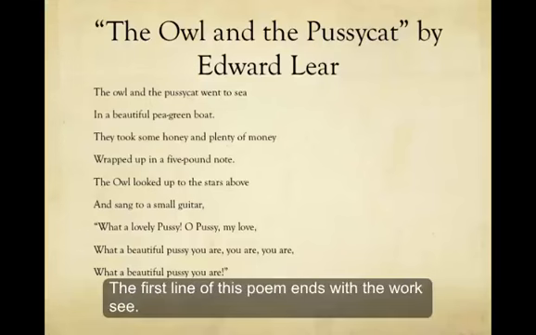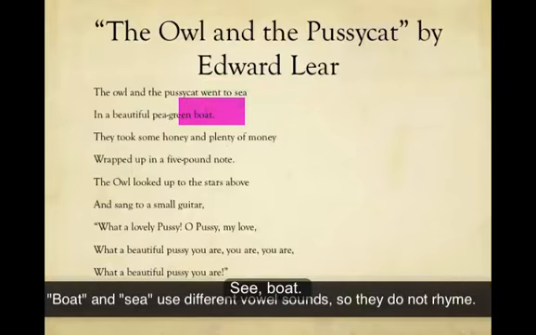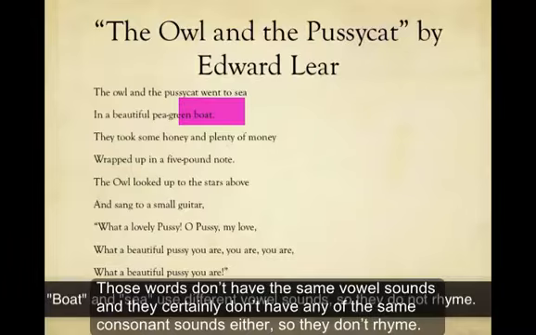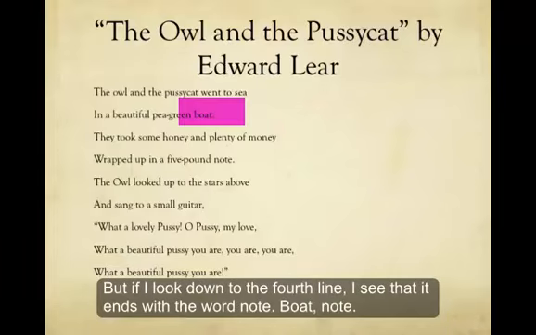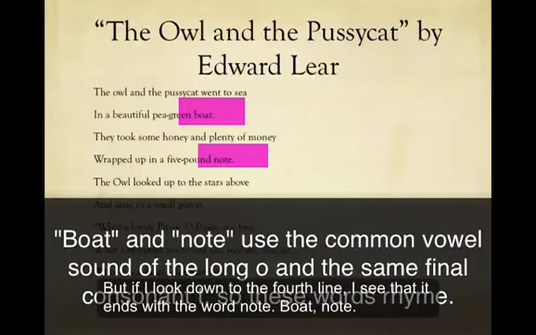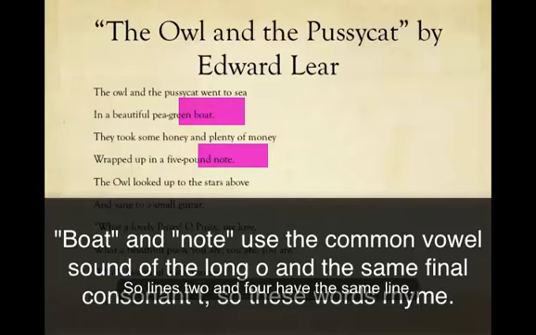The first line of this poem ends with the word sea. The second line ends with the word boat. Sea, boat. Those words don't have the same vowel sounds, and they certainly don't have any of the same consonant sounds either, so they don't rhyme. But if I look down to the fourth line, I see that it ends with the word note. Boat, note. They both use the long O and the T sound at the end. So lines 2 and 4 have the same rhyme.